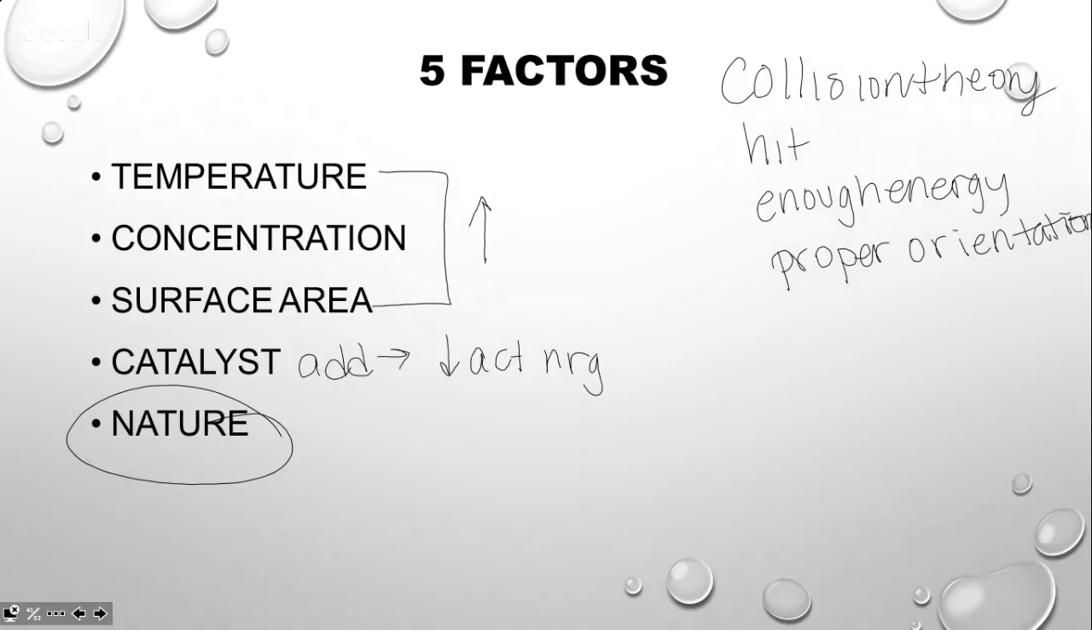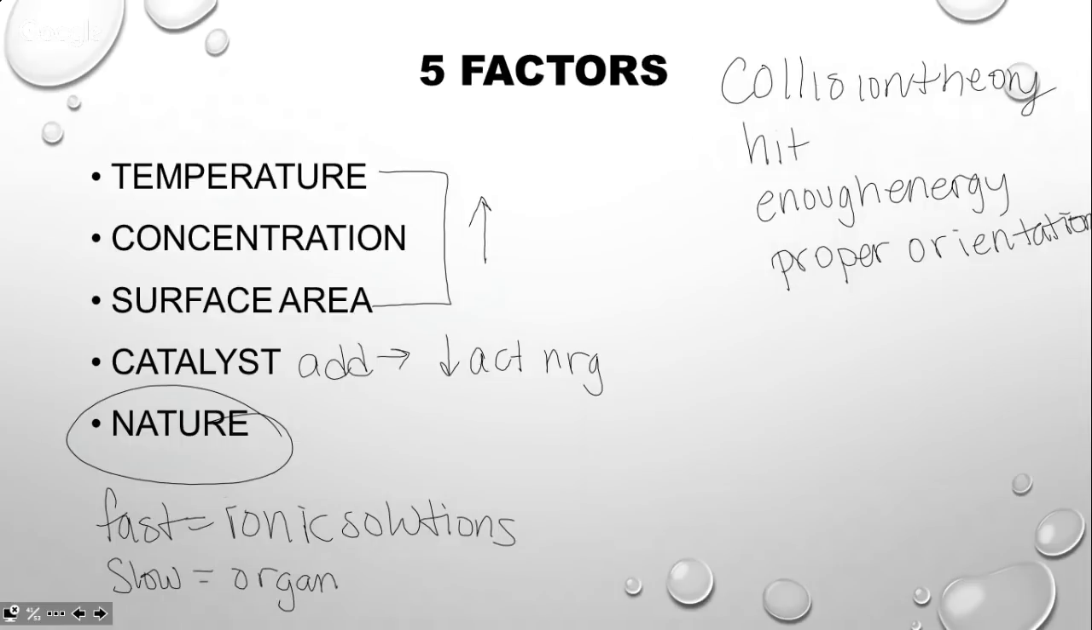Some reactions are faster or slower based on what is reacting. The fastest reactions would be ionic solutions, because they have very low activation energy since the ions separate in solution, whereas the slowest would be organic reactions. Organic reactions have high activation energy that makes them very slow. That's why many organic reactions require catalysts. That's why we have enzymes in our body, because the reactions in our body would happen too slowly to keep us alive without those activation energy helpers.